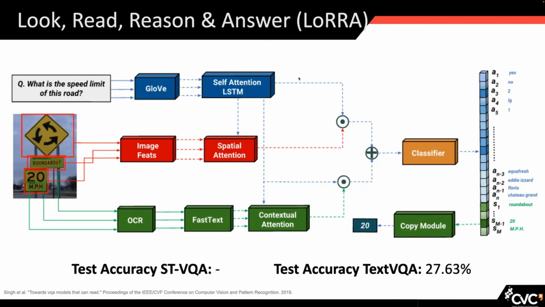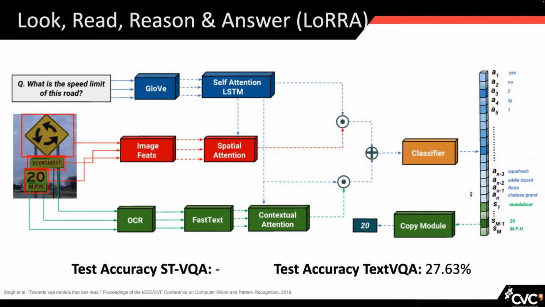So now let's go over briefly how these models basically evolved, okay? So the first one, Look, Read, Reason, and Answer, also known as LoRRA, is introduced by the TextVQA paper. And it's directly taking the Pythia framework or Pythia model, and then just adding the OCR black box, extracting the features of the OCR text-wise, embedding it with fastText, and then running a contextual attention with a softmax at the end.